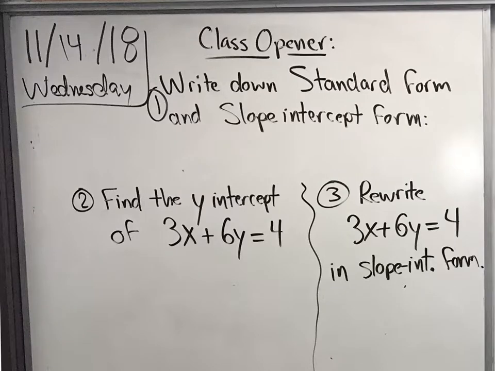So I just jotted this class opener in the morning. I wrote it on the board, and I wrote it so we get a better understanding of the two different forms. We actually know three forms: standard form, slope-intercept form, and function form. Function form is y by itself. It's the same thing as slope-intercept form. It's just slope-intercept has a little more detail.